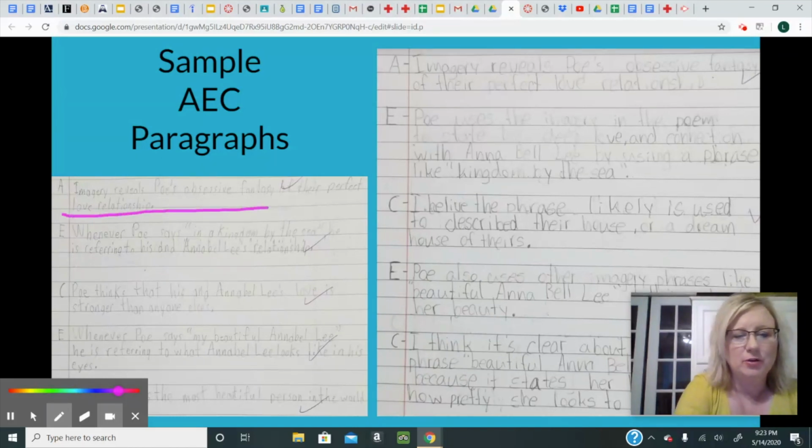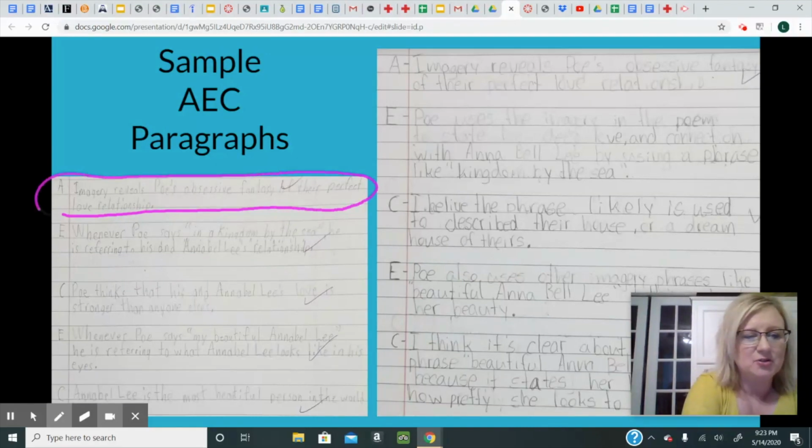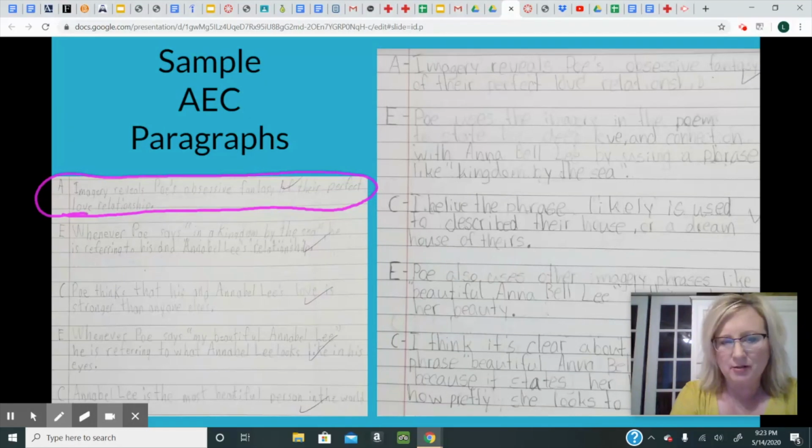So the entire group ended up using the same assertion. Well, obviously their paragraphs were different except for the assertion. It just gave them that level of comfort that they already knew where they were going with their paragraph, and it just gave them a good foundation.